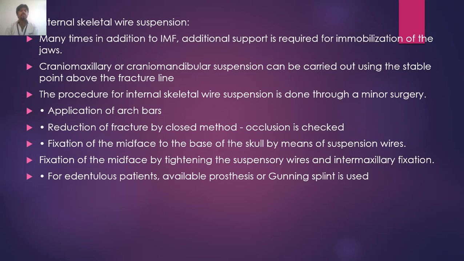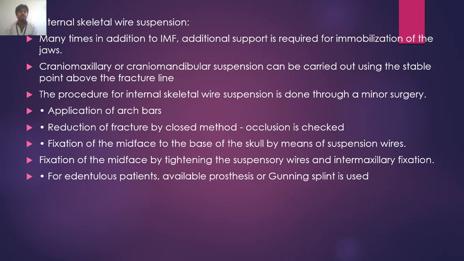Internal skeletal wire suspension. Many times, in addition to MMF, additional support is required for immobilization of the jaws. Craniomaxillary or craniomandibular suspension can be carried out with a stable point above the fracture line. The procedure for internal skeletal wire suspension is through minor surgery. Application of arch bar is done. Reduction of fracture by closed method. Occlusion is fixed, and fixation of the midface to the base of the skull is done by means of suspension wires. Fixation of the midface by tightening of the suspensory wires and maxillary fixation.